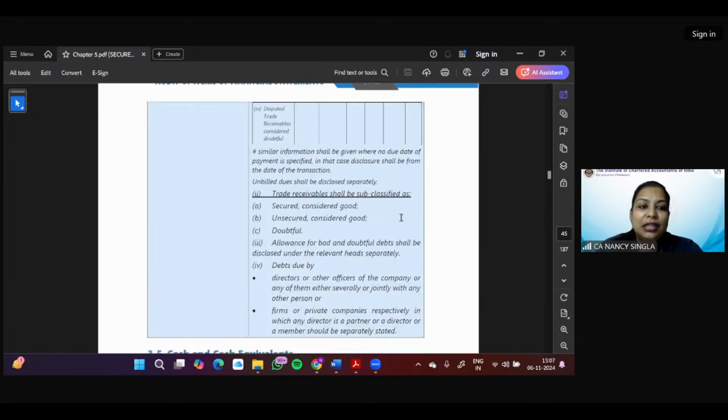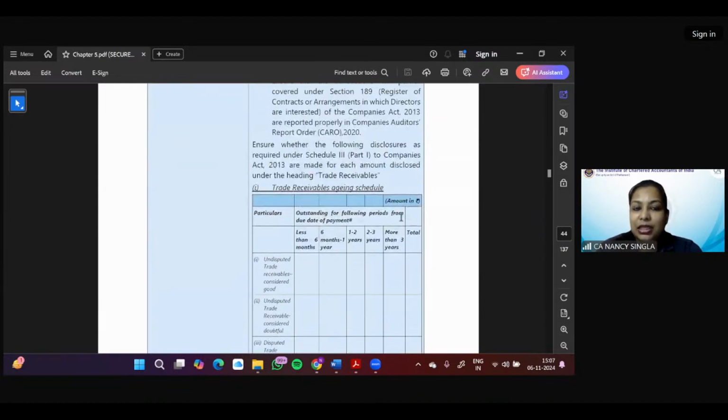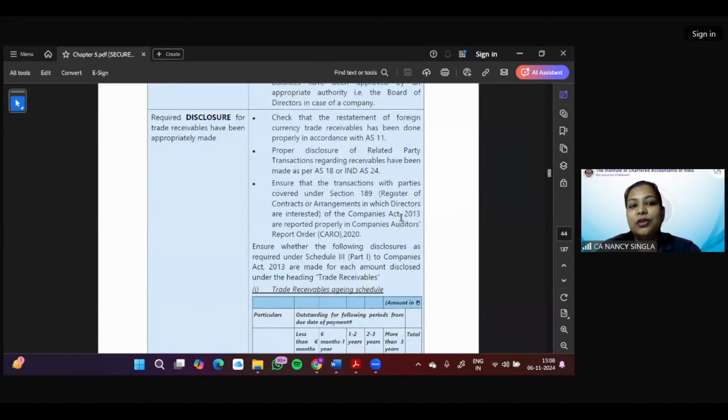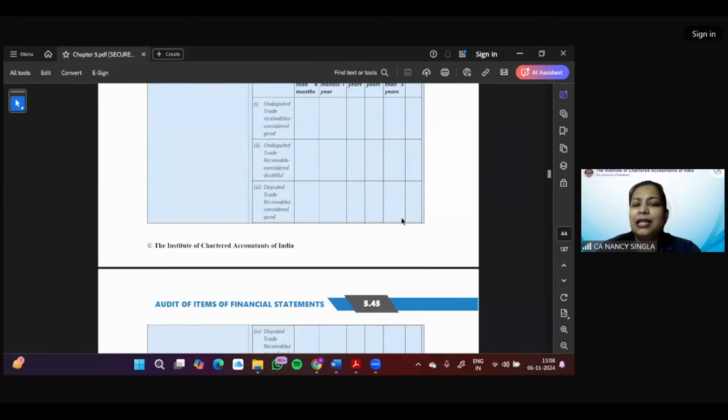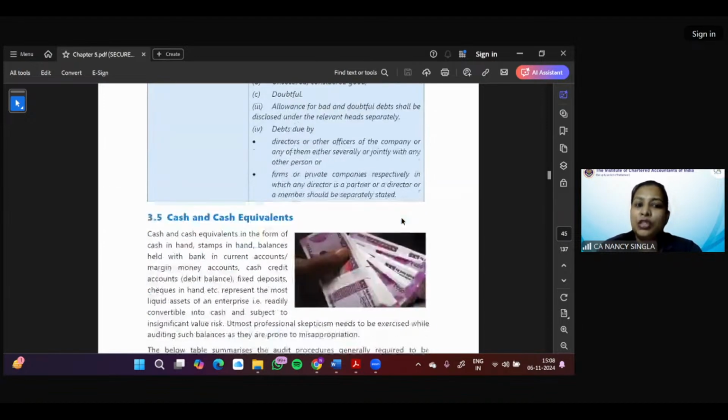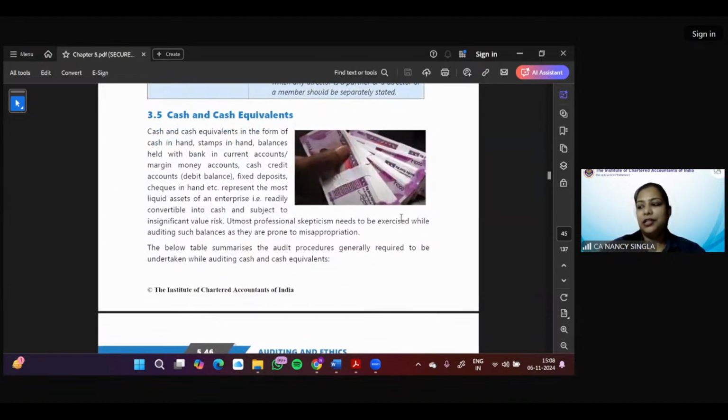So many times students ask me that, ma'am, is there a need to learn these disclosure requirements? Yes, you will have to learn. And I understand that this schedule 3 part 1 is in your accounting also. So there also you must have obtained an understanding and you must have learned these disclosure requirements. So this was with respect to your trade receivables.